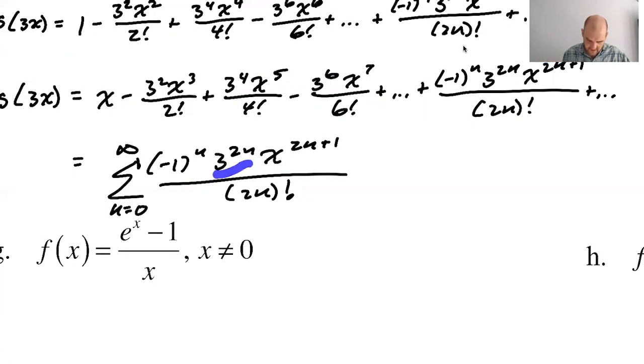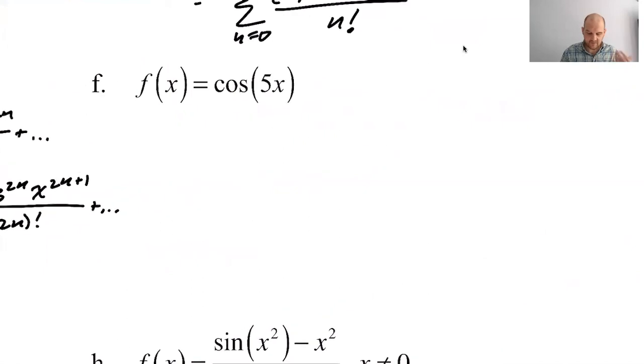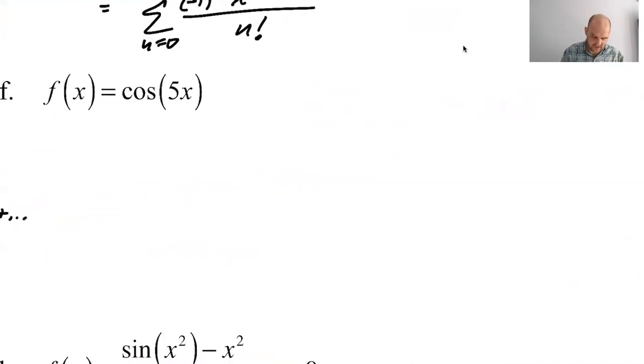I have 3 to the 2n. I have x to the 2n times x to the first. So just ignore that x to the first. So I have 3x to the 2n. So now I'm thinking cosine of 3x. But then what about that times x to the first? Well, it's just cosine of 3x times x. So you want to be able to go in both directions, and that's how you start getting familiar with that.